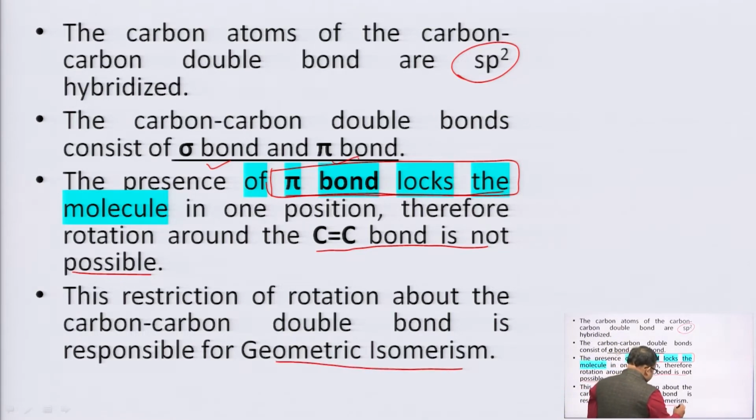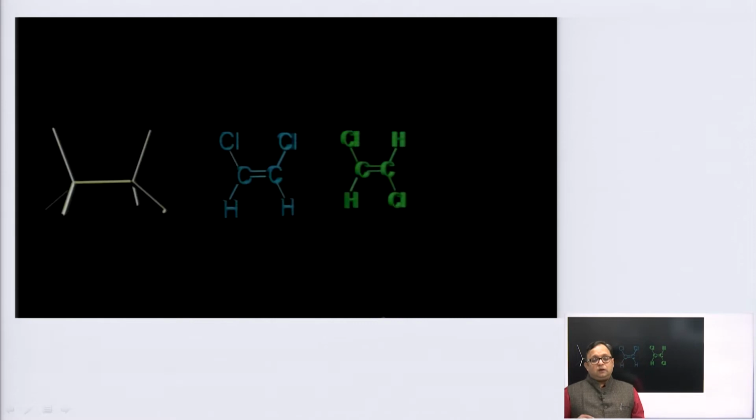So, we have discussed what the double bond is doing. This double bond, this pi bond, is restricting the rotation and resulting in geometrical isomerism. We have seen this video in our previous lecture also. Now, let us see it again.